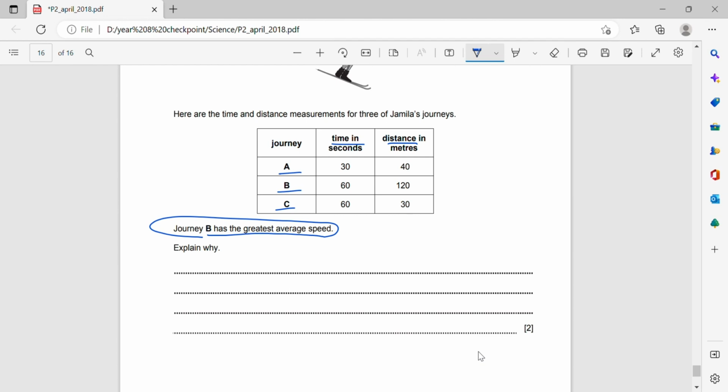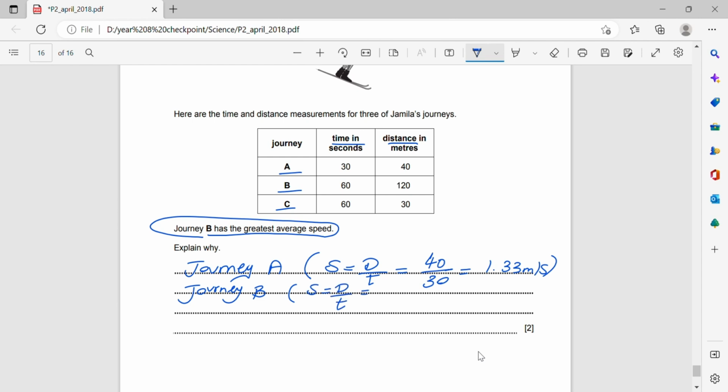Let's find the average speed of the 3 journeys. For example, for journey A, we have the speed equals the distance over time. So what's the distance? 40. The time 30. So it is 1.33 meter per second. For journey B, the speed equals distance over time. The distance here is 120 over 60, equal to 2 meter per second.